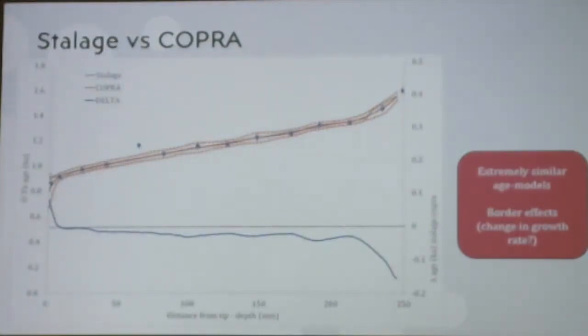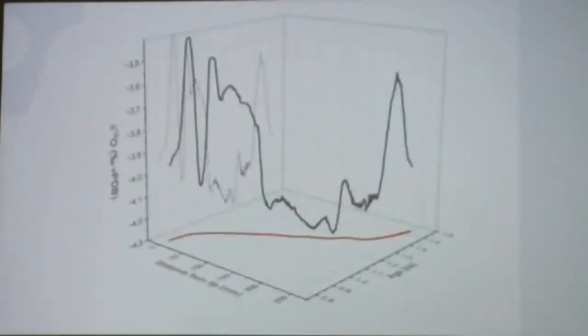And there are some other border effects. Basically, here, COPRA is actually putting the line here, and STALAGE is actually going straight. There are some changes here that have to be worked on.